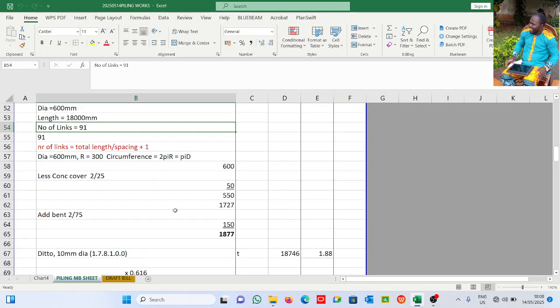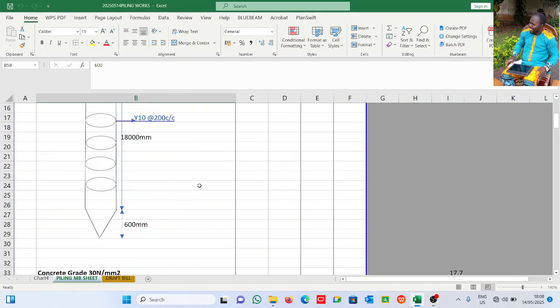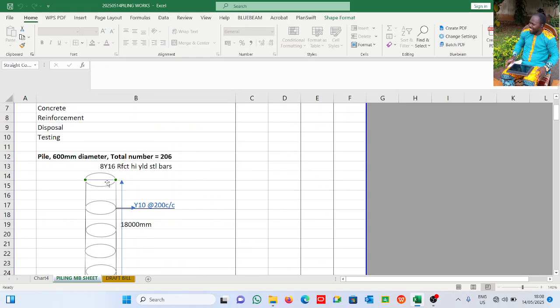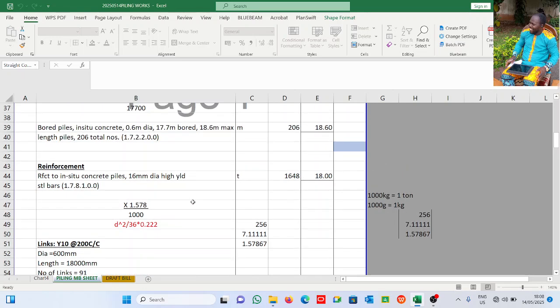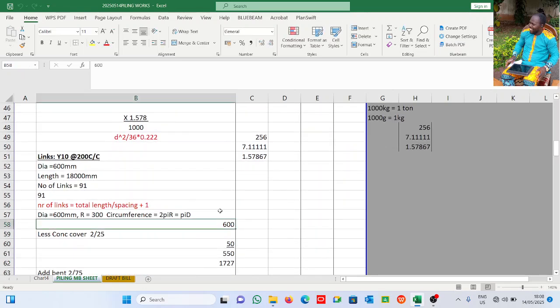Now the link itself. The diameter of the pile is 600. This is already inside reinforcement. When I mean diameter, this is what I'm talking about. You see it here. This length is called the diameter. It is 600 mm. For me to see it, I have to less concrete cover on both ends, 25 mm, 2 times 25 mm. That gives me 50. If I less, I have 550.